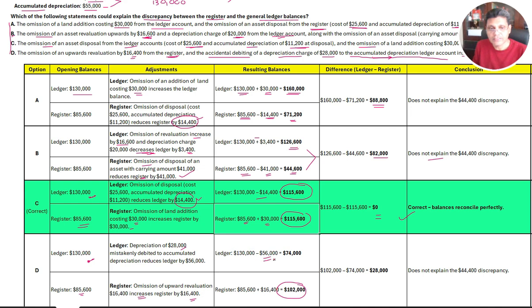So the adjusted ledger balance will be 74,000. So once you take the difference, it will be 28,000. So this is not the correct option. So therefore the correct answer is C. So this is the answer for this particular question.